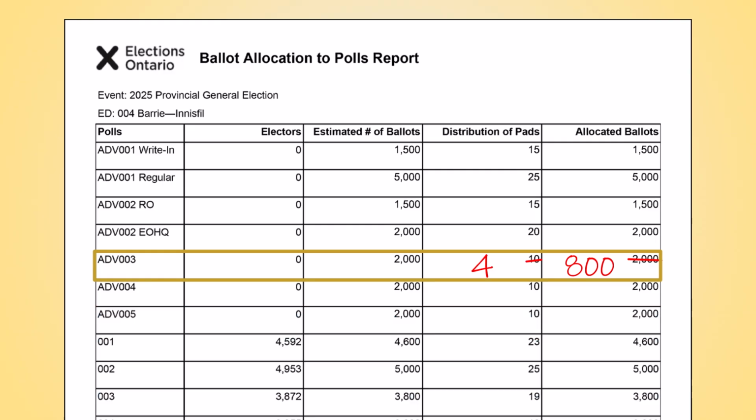Now that we've noted the ballots we're reallocating, we need to note where they are being reallocated to. Let's move them to ADV 004 and ADV 005. As long as the total number of ballots taken from one poll equals the total number given to other polls, you can reallocate to more than one poll. This follows the same process, except instead of subtracting, now we're adding.